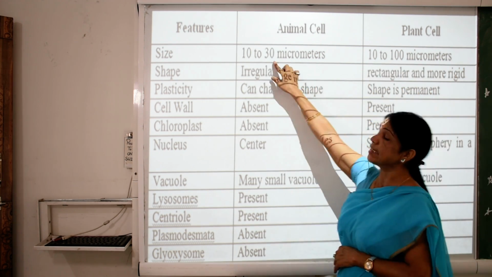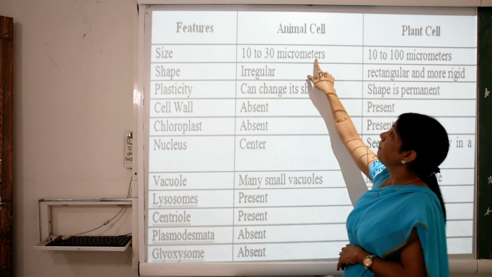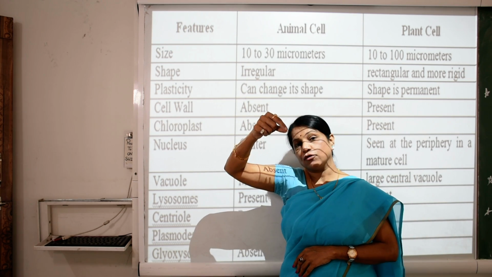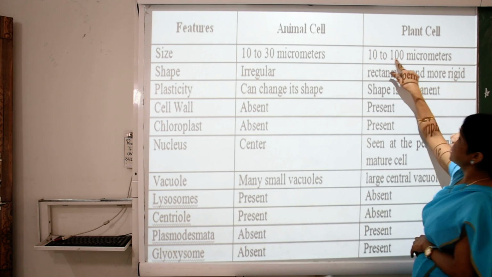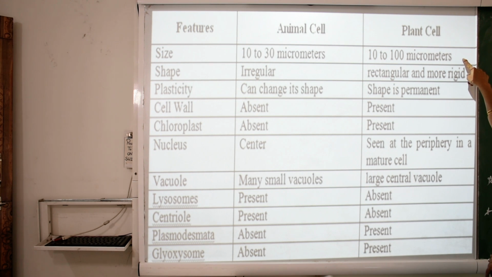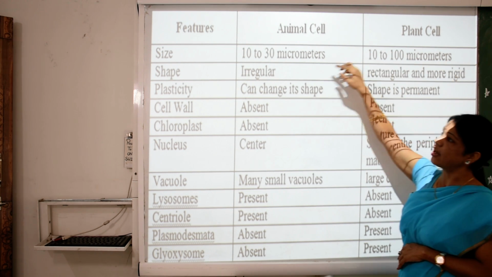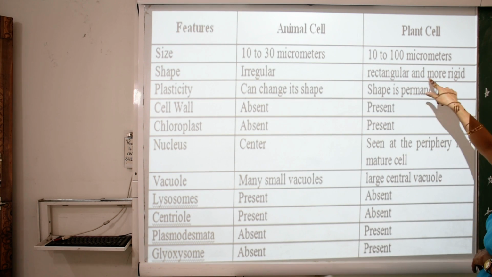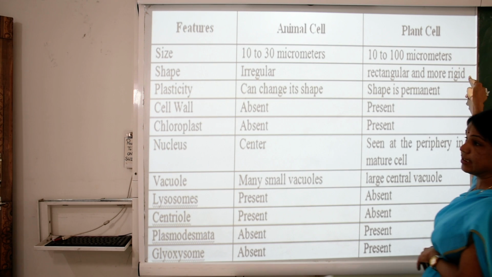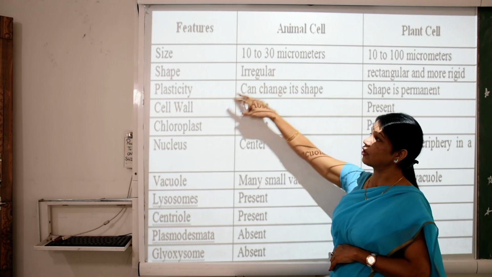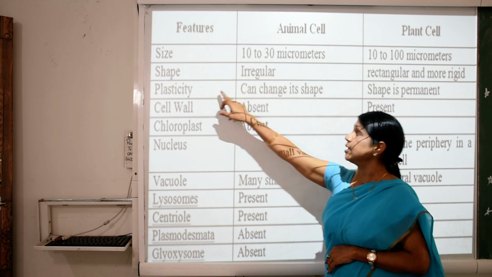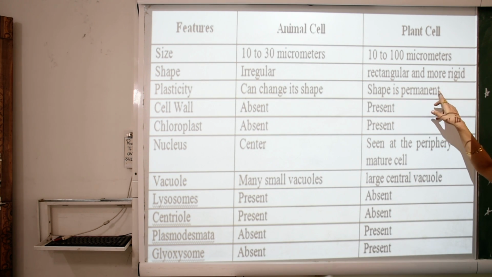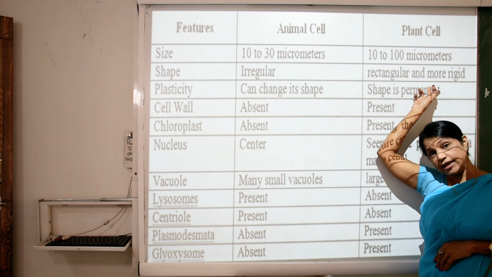So first we see the 10 to 30 micrometer. It means the smallest unit of the measurement, and it is 10 to 100 micrometer. It is the plant cell. Its shape is irregular, rectangular, and more rigid in the plant cell. Now further we talk about the plasticity. It can change its shape, and the shape is permanent. It can't change its shape.